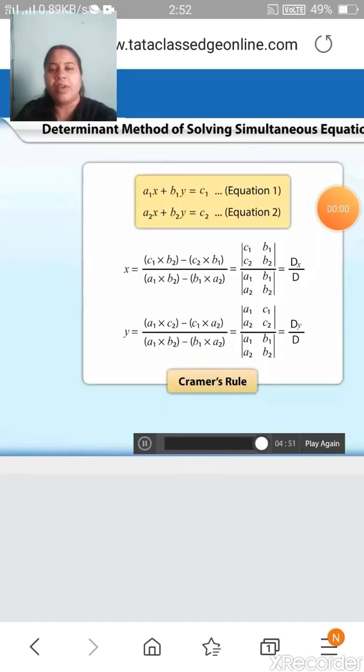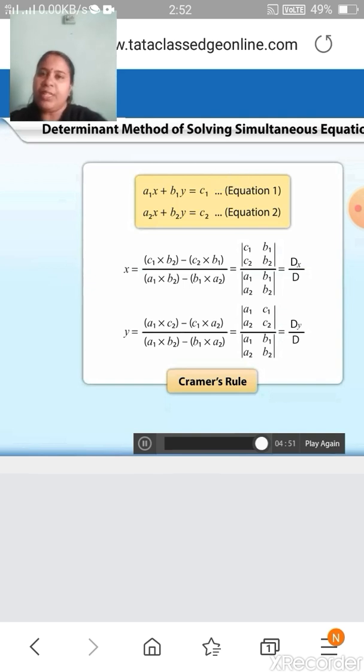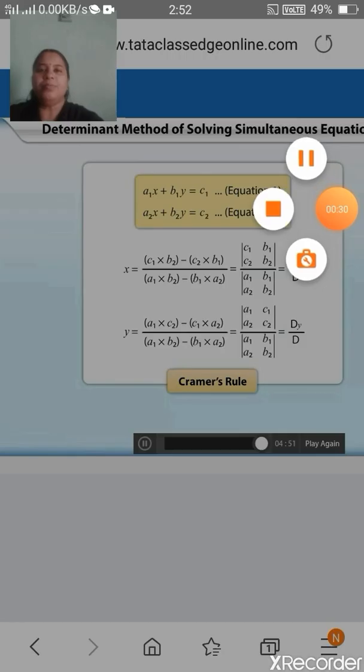I hope you have understood the derivation of the formulas to be used in Cramer's rule. Now I'll tell you what are the things that you need to remember in this. You need to remember the general form, how to get the value of the variable x, that is c1, c2 and b1, b2. Also, you need to remember the general form for the variable y, that is a1, a2, c1, c2. In order to make this concept clear, let me explain this with the help of an example.